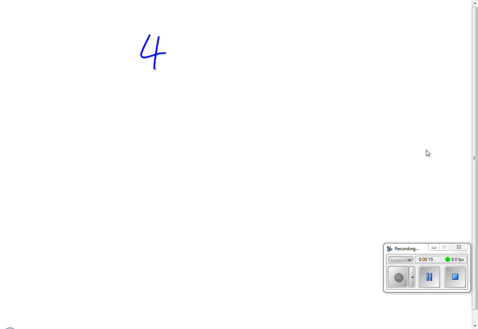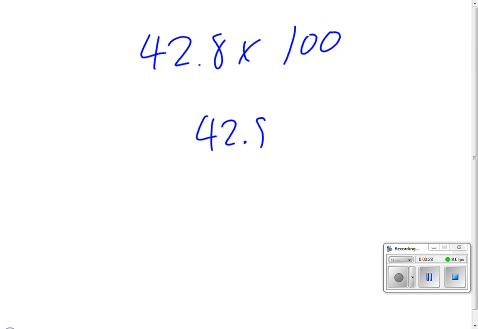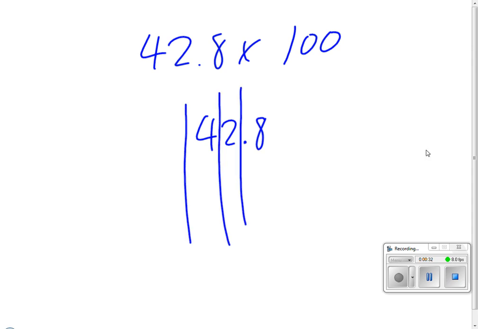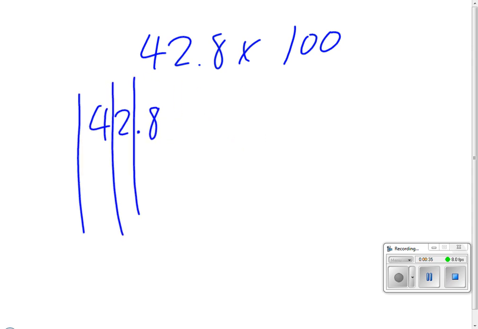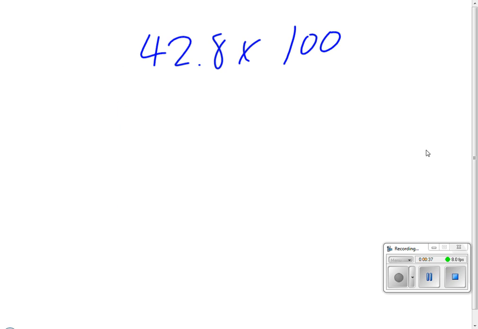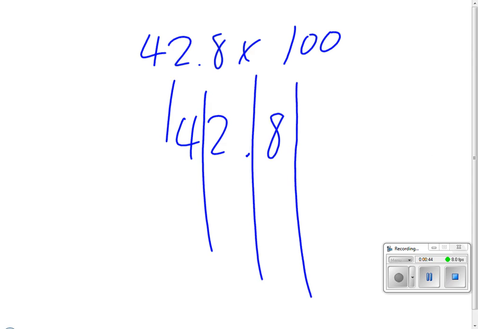So let's take a problem like this. If we have 42 and 8/10 times 100. Okay, the first thing that we want to do is write our number, 42 and 8/10, and we want to just make a real quick and dirty place value chart. Sorry, I should have put the decimal point there with the 2. Okay, all right, 42 and 8/10, and we are multiplying it by 100.